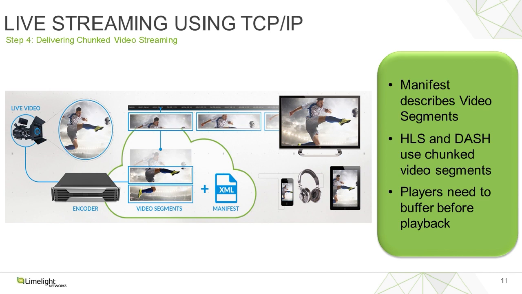For example, HLS uses a .m3u8 extension for the manifest, while DASH uses a .mpd manifest. But both work very similarly in that the manifest describes those video segments, and those video segments need to be buffered before playback by the video player. I'll show you here an example of how those chunks are buffered.